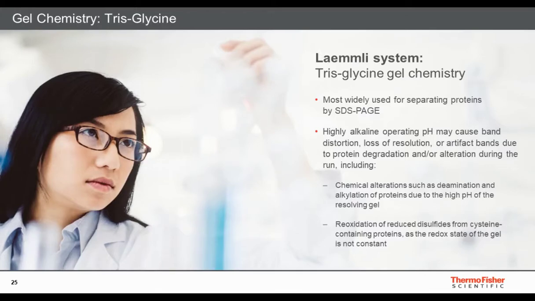The Tris-Glycine chemistry is the most widely used gel chemistry and is used for a broad range of protein separation. It does have a high alkaline operating pH. Since Tris-Glycine is a very reactive gel chemistry that results in protein modification due to chemical alterations and reoxidation of amino acids, as discussed previously, it can cause band distortion, loss of resolution, or increased background during Western detection because of protein degradation bands that are recognized by specific antibody against the target protein.